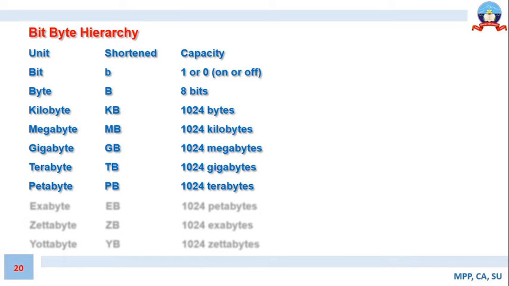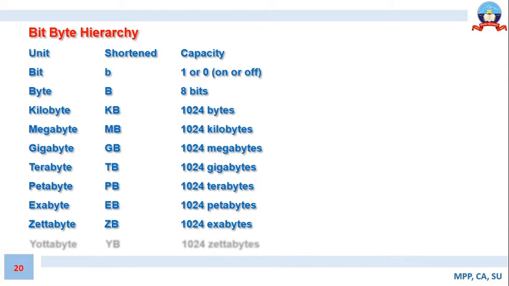Now likewise petabyte. Petabyte is represented by PB. So 1024 terabyte is equal to 1 petabyte. Again I'll repeat it. 1024 terabyte is equal to 1 petabyte. Now likewise you have exabyte. So 1024 petabyte equals 1 exabyte. Again I repeat it. 1024 petabyte is equal to 1 exabyte.